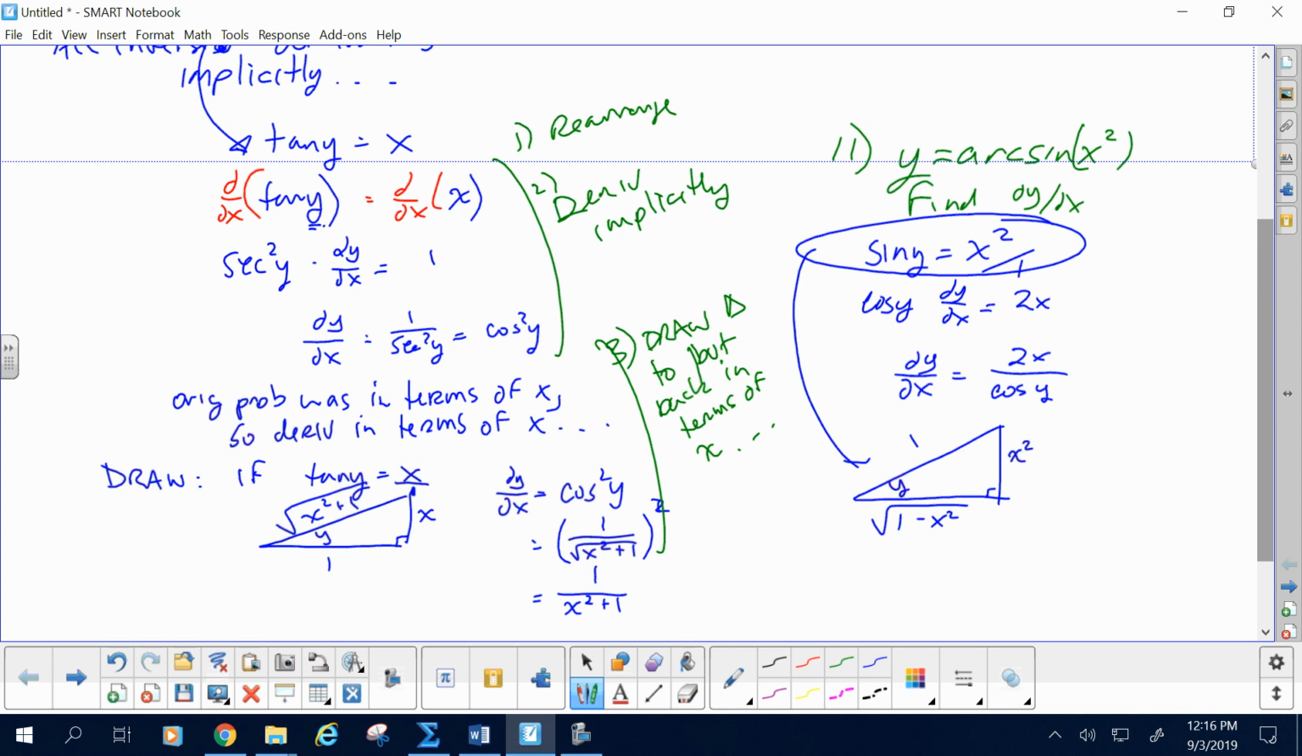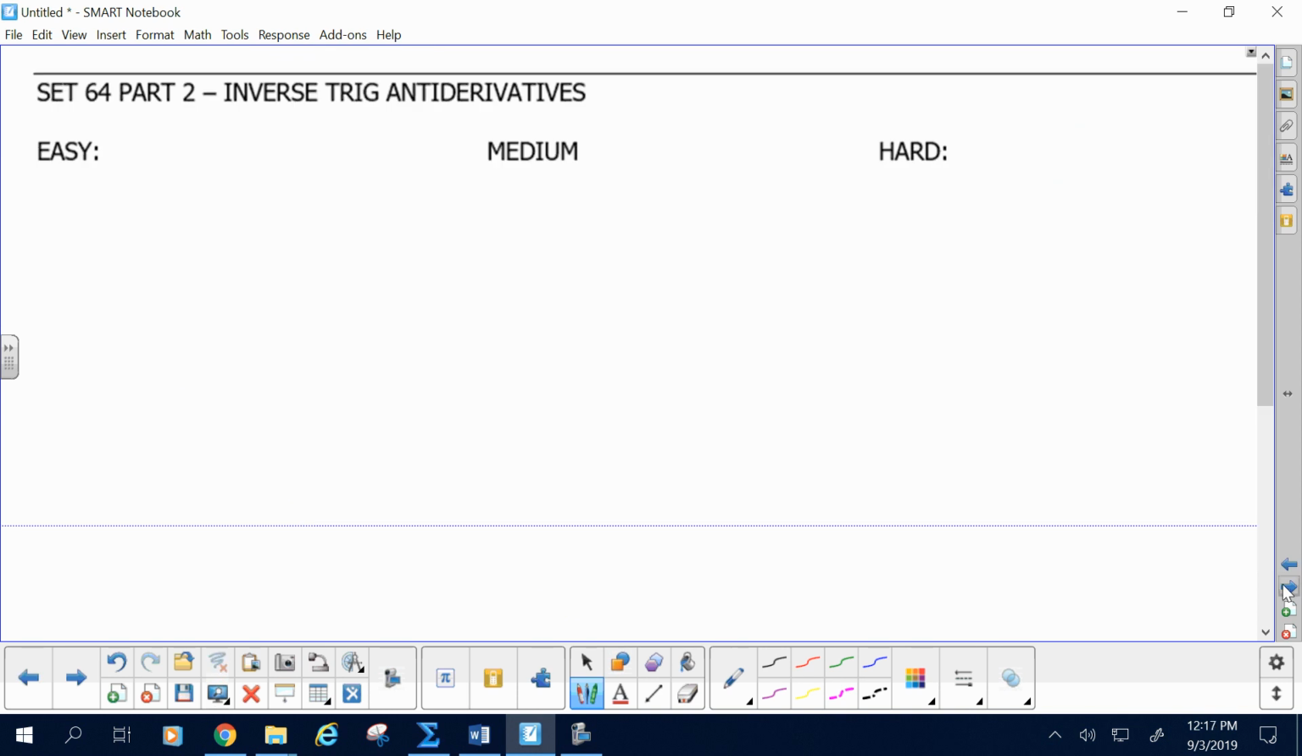With that said, I can replace cosine of y based on that triangle. What's the cosine of the angle? Adjacent to hypotenuse, SOHCAHTOA. Square root of 1 minus x squared over 1, technically. Understood? Okay, cool. Let's go the other way.